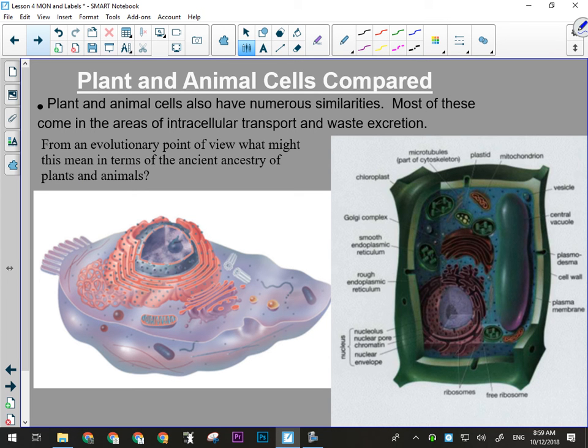Okay, so plant and animal cells have more similarities than they do differences, but today we're focusing on the differences because they have to do with how they get their food. All right, so from an evolutionary point of view, we've talked about how that likely means that they came from a common ancestor. Again, I will talk about how that doesn't contradict what you're going to learn in religion class, but I'm doing that later on in the unit when I've gone over some other things too.